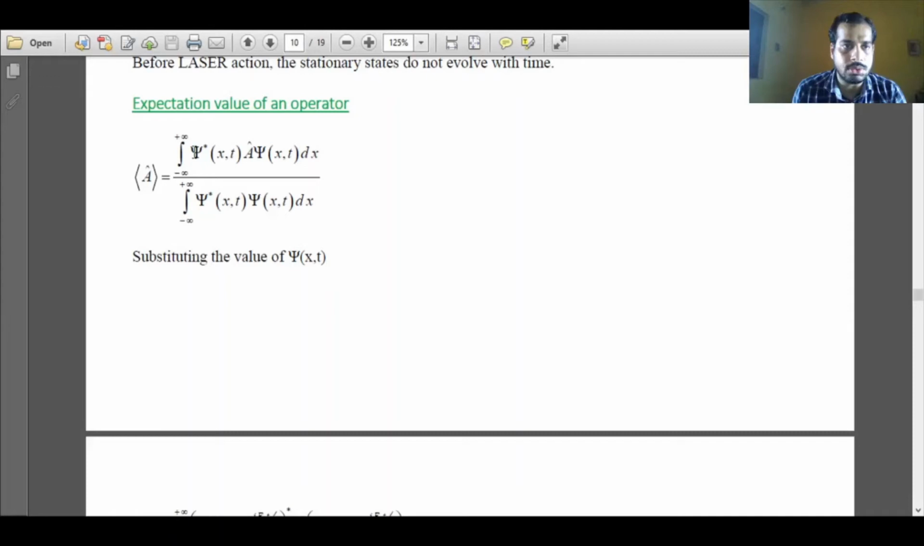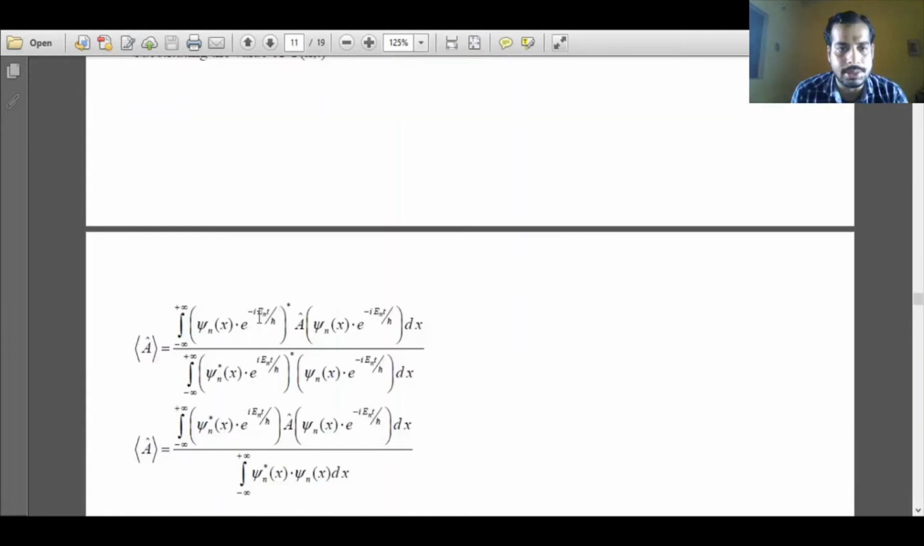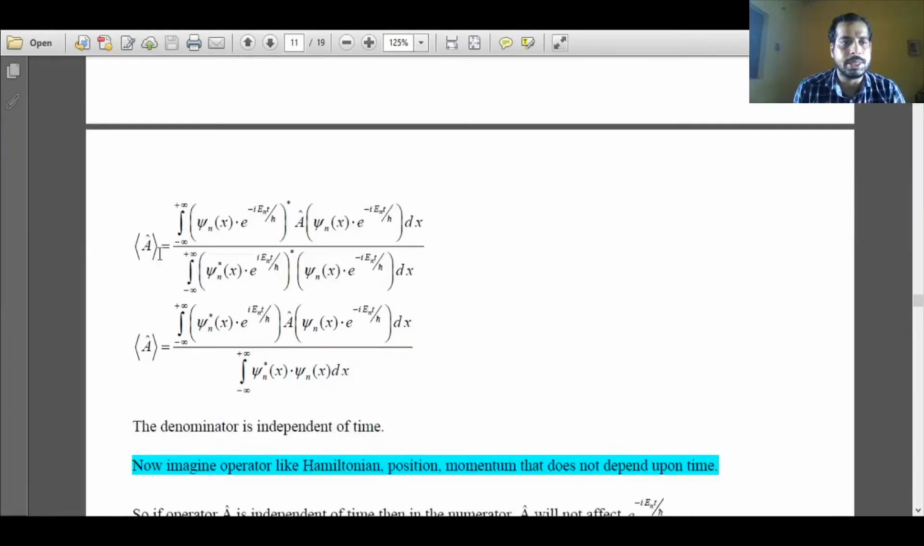Now, in the case of the numerator, the operator is there, so we simply cannot multiply e to the power i E t over h bar and e to the power minus i E t over h bar, because there is an operator acting on the exponential. For special operators like the Hamiltonian, position and momentum, the operator itself does not depend upon time. So the operator will not act upon this exponential, because the exponential is a function of time. So for the position, momentum or Hamiltonian operators, we can take the exponential out of the operator, multiply it with the previous exponential, and get a value of 1.